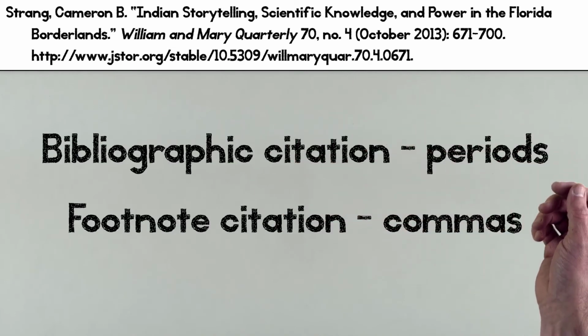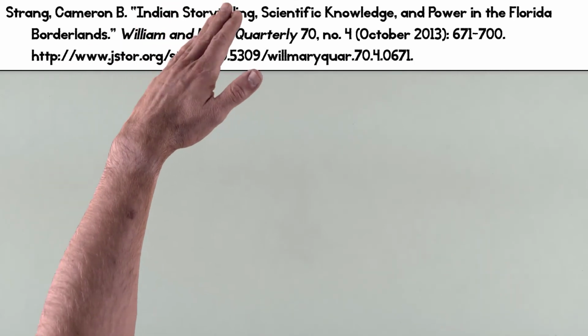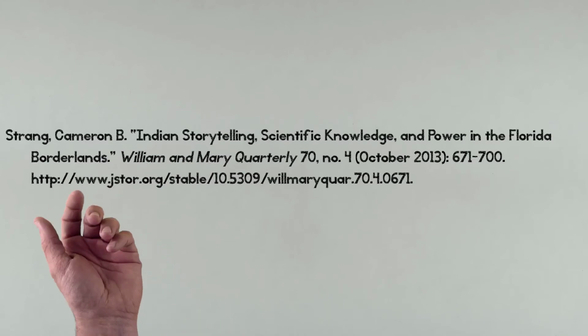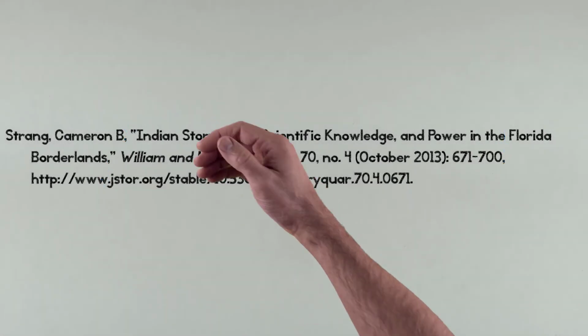Overall, bibliographic citations use lots of periods, footnotes use lots of commas. To convert a bibliographic citation into a footnote citation, I'll go through here and replace all the periods between the major sections with commas, except for that last one, which gets to stay. I also need to reformat the author's name. Gotta make it look normal.